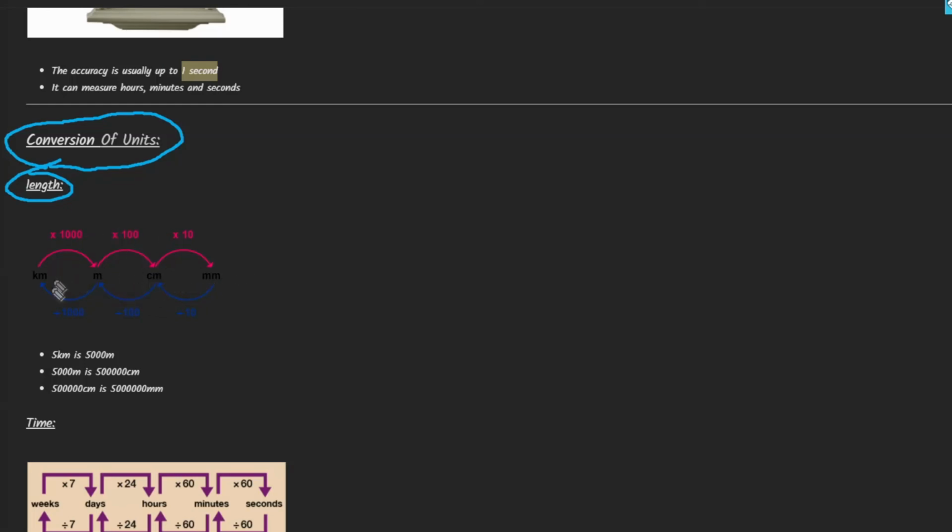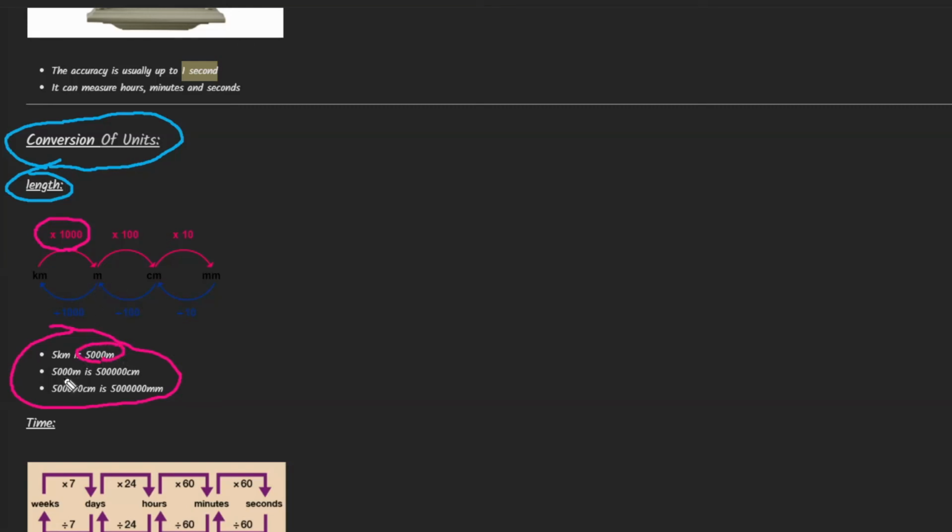So just take a look at this diagram and make sure you completely memorize how the conversion works right here. And these are some examples that I wrote right here. For example, 5 kilometers, if you want to convert it to meters, it will be multiplied by 1,000, and so it would become 5,000 meters.